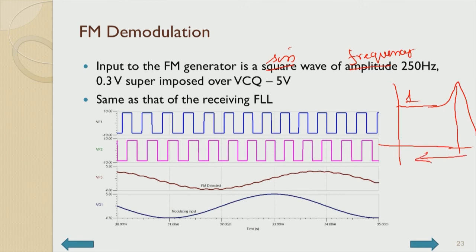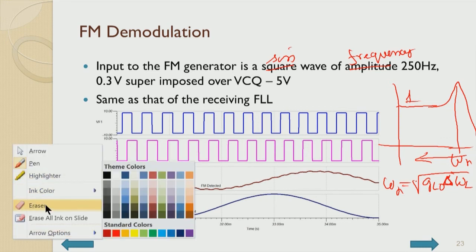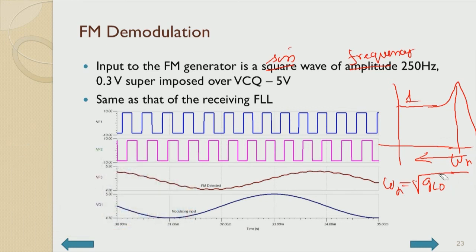That means the rate of change of phase or frequency should be occurring at a frequency much less than the natural frequency of the system, which is nothing but omega n, the root of the DC loop gain into omega LP. This we had shown earlier, please check that.